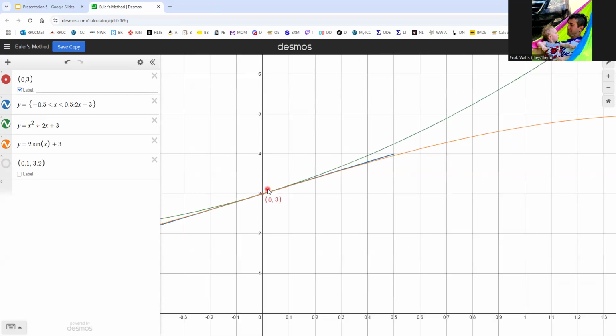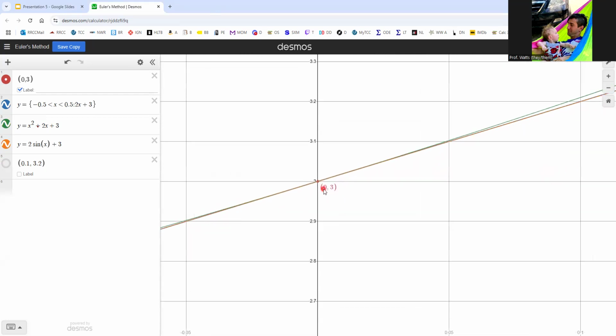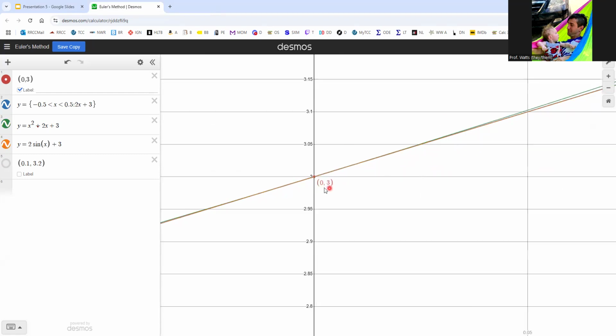But if we zoom in close enough, what we'll find is no matter what the solution is doing far away, close by, it is essentially acting like this straight line. And that's the idea behind Euler's method: if we take a very small movement in the x direction, the y change should be about the same as the straight line given by the tangent line at that point.